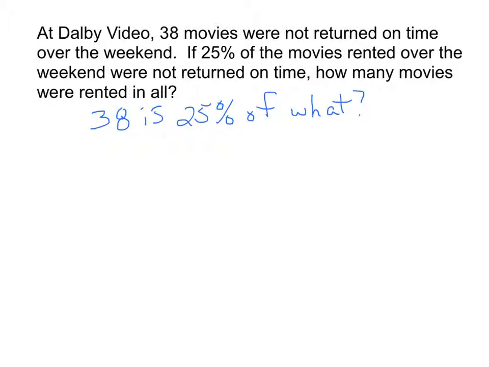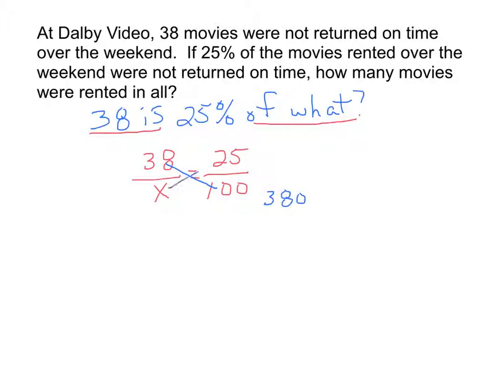If I want to solve this now, I have the 38 associated with the is, of what I don't know, so that's equal to x, and the percentage is 25, so it's 25 over 100. If I want to solve this now, I need to go through 38 times 100 is 3,800. So I know 25 times x also has to equal 3,800. So if I do that math, I get x is equal to 152, which means that 152 movies were rented in all at Dalby Video on the weekend.